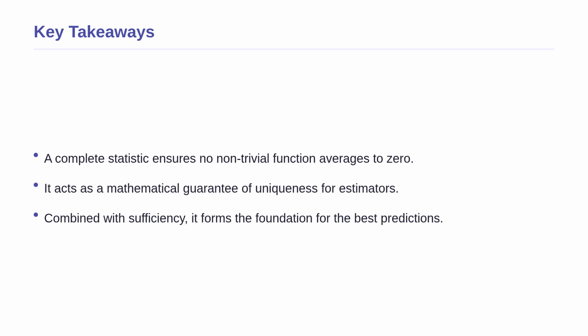First, a complete statistic ensures that no non-trivial function of the data can average out to 0. It removes any hidden wiggle room. Second, it acts as a mathematical guarantee of uniqueness. If an estimator averages to 0, the estimator itself must be 0. Finally, when combined with sufficiency, completeness provides the ultimate foundation for finding the best possible estimator in statistical inference. It ensures our real-world predictions are as accurate and consistent as mathematically possible.